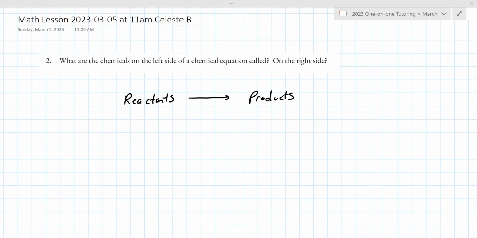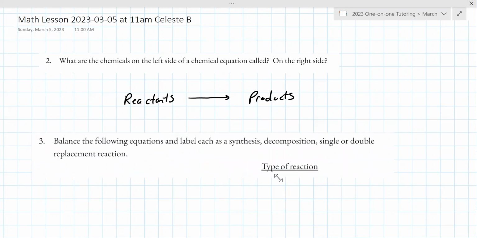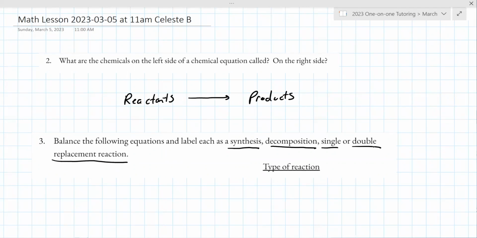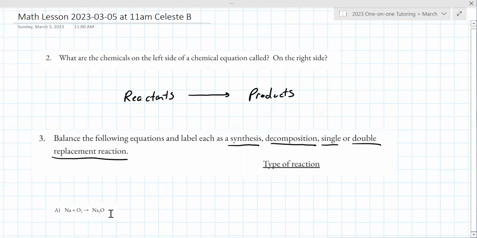Okay, so the next question here talks about what type of reaction. They're giving you four different types. The best way to do this is for me to show you one of them, say a synthesis, which is what letter A is, and then talk about why letter A is a synthesis. So this is definitely a synthesis.